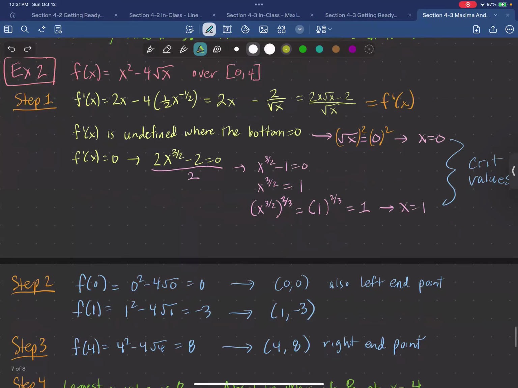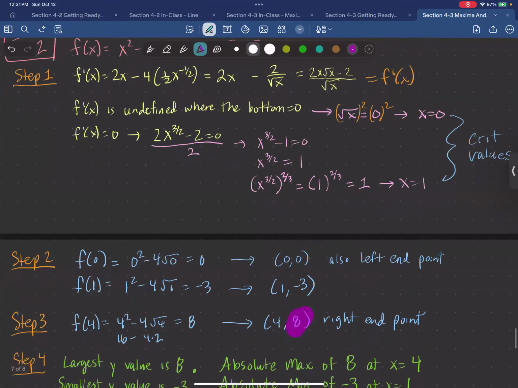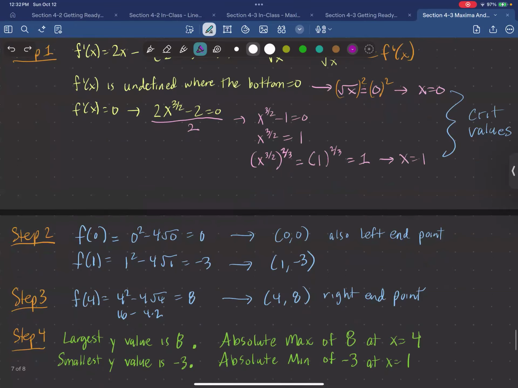So step 3, check the other endpoint. f of 4, 4 squared minus 4 root 4. This is 4 times 2, which is 8. 16 minus 8 is 8. So the right endpoint is (4, 8). Step 4, we're looking for the largest value. The largest value is right there. So we have an absolute max of 8 at x equals 4. And our smallest y value is -3. So I have an absolute min of -3 at x equals 1.